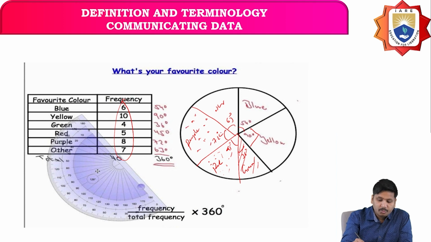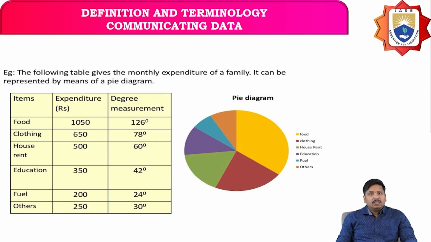So like this we have to construct the pie diagram for different values. Let's take another example, where we have items and expenditure and measurement in degrees. Based on that we have to make an angle. So by making use of the protractor we have to construct this.